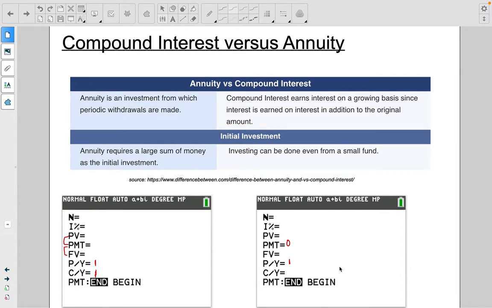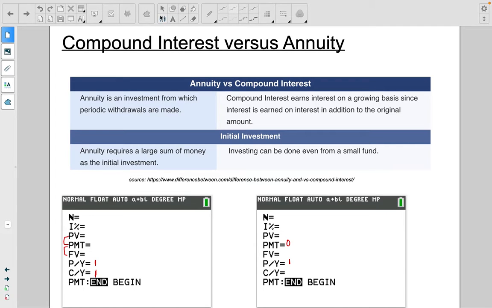This video is going to explore the difference between compound interest and annuity, particularly using the GDC, or the graphic display calculator, to be able to solve these with the help of the finance app. Using the compound interest formula is explained in another video, so you can have a look at that. This is more of the practical purpose of it.